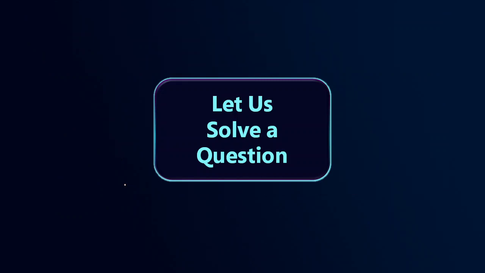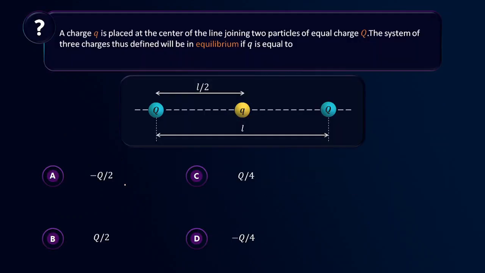Now let us solve one more question. A charged particle q is placed at the center of a line joining two particles of equal charge Q. The system of three charges thus defined will be in equilibrium if q is how much? Now in this case, when we place the charge q in between these two charges, the complete system is at rest, right? So they are asking what should be the value of this charged particle. This q should be how much?